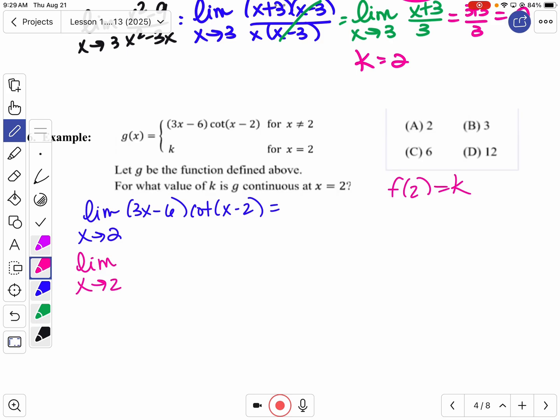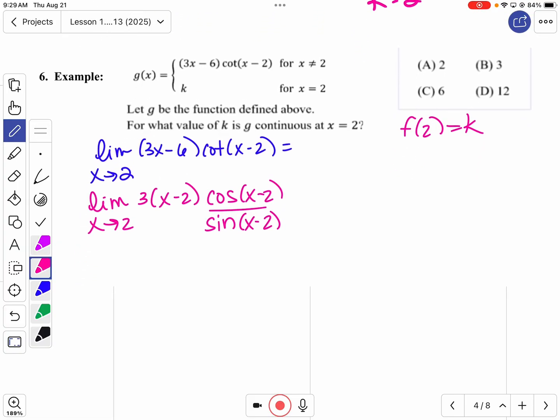This 3x minus 6 and the fact that there's an x minus 2 right there just makes me think that maybe I need to factor that first parenthesis because there's an x minus 2. How do we define cotangent? Cosine over sine. So this is going to be cosine of (x minus 2) over sine of (x minus 2). Okay, so all I did is just rewrite that trig identity.